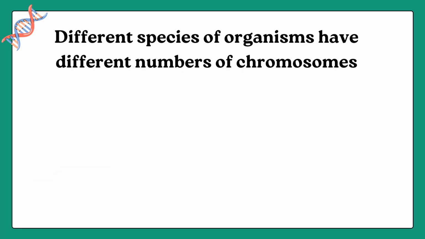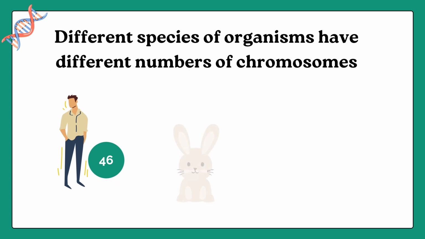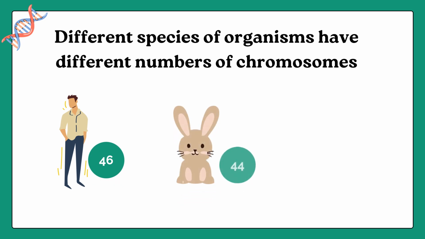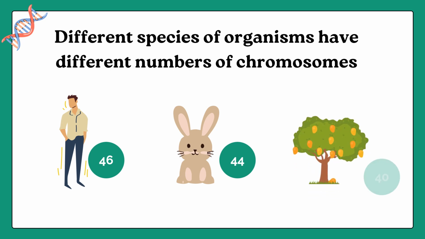Different species of organisms have different numbers of chromosomes. For example, humans have 46 chromosomes, rabbits 44 chromosomes, and mango trees 40 chromosomes.